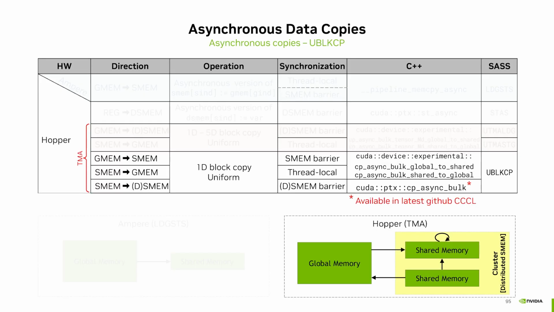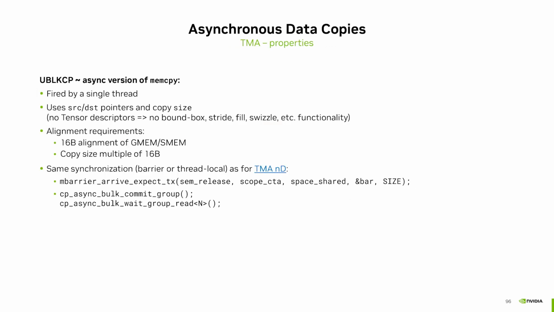OK, now I'm going to talk about another set of operations. These are one-dimensional TMA copies. One difference is that they allow not only copying between global and shared memory, but also between shared memory and local shared memory, or shared memory and remote shared memory. So basically, this operation is equivalent to an asynchronous version of memcpy.